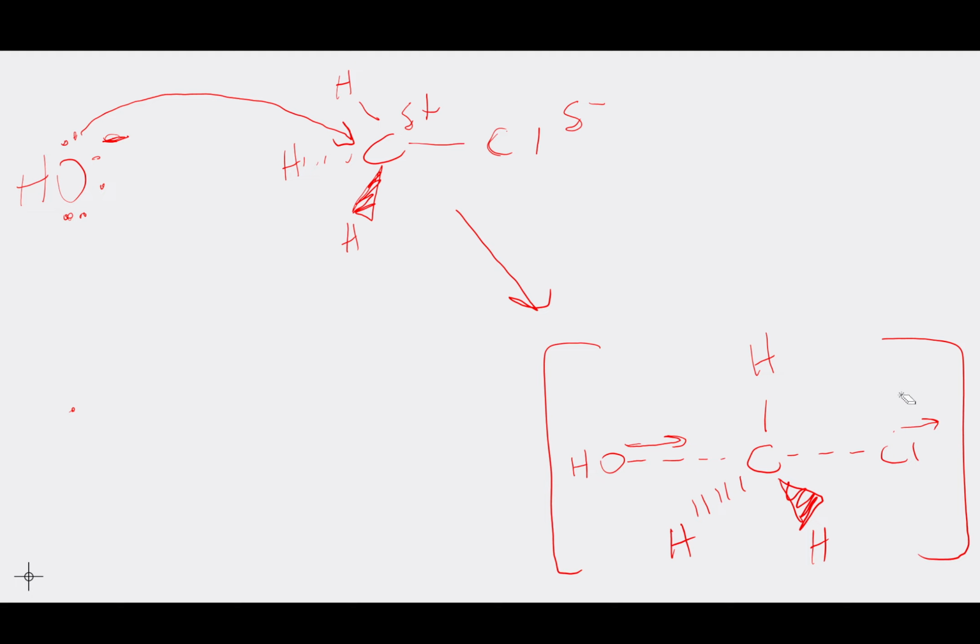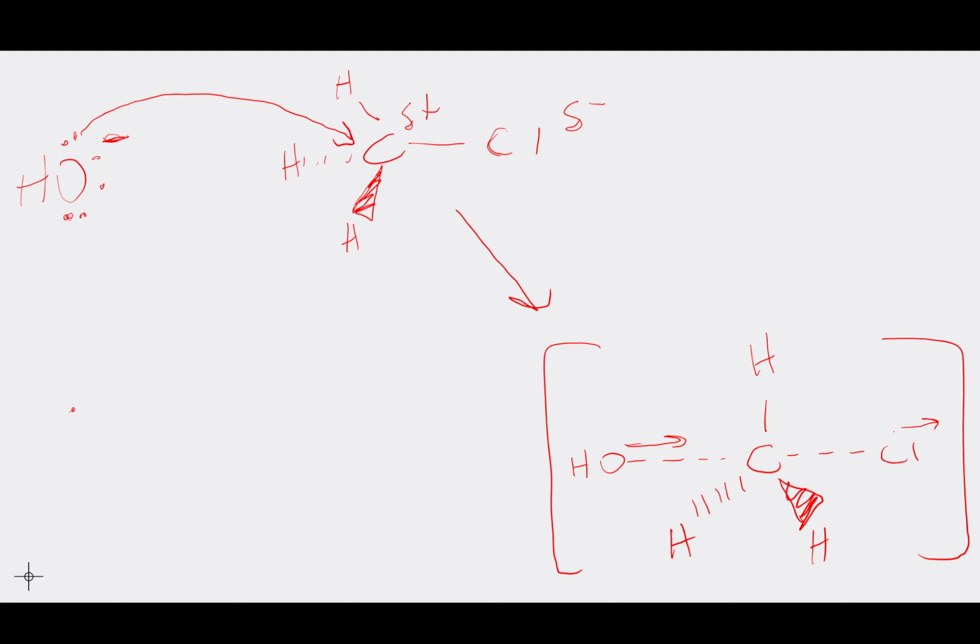So the chlorine is leaving. What we're saying is that as the hydroxide ion gets closer and closer to the carbon to form that bond, the bond length between the chlorine and carbon is getting longer and longer. So there's going to be no carbocation intermediate at all. We're just going to have one concerted reaction.